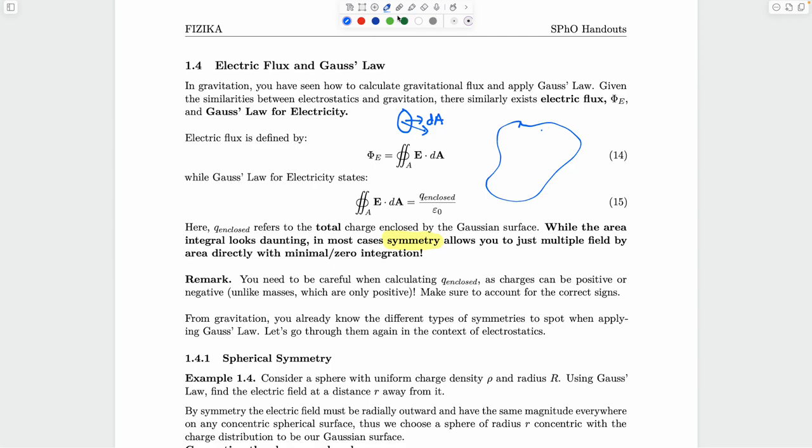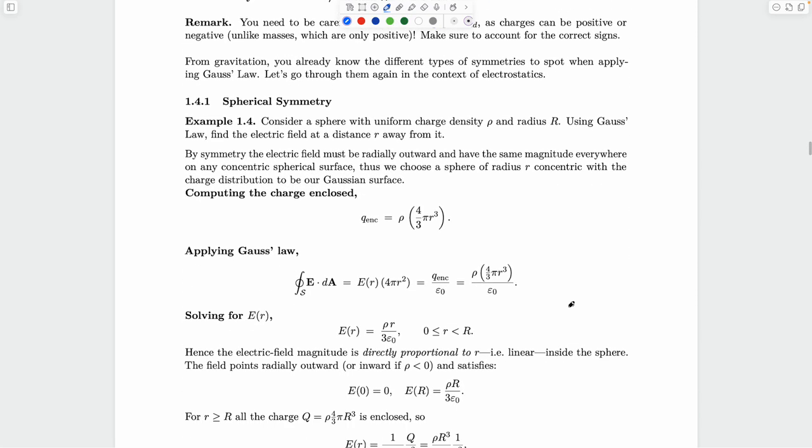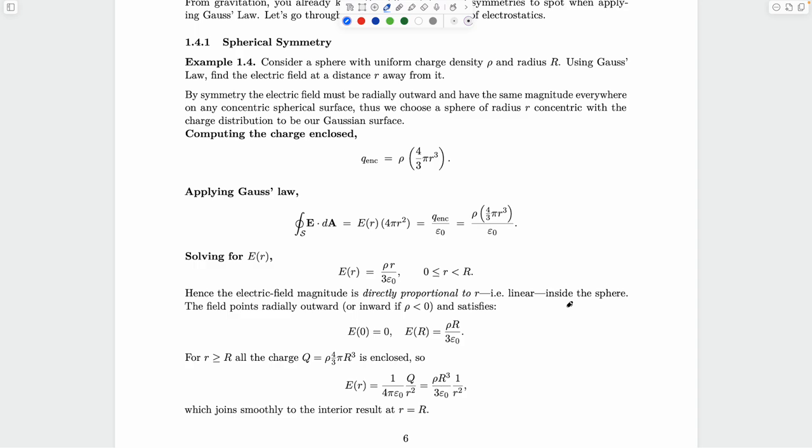simplify the problem. So what do I mean by that? If we look at the sphere case, we want to determine the electric field inside a sphere. So in this case, we choose a sphere to be our Gaussian surface. The reason is because for a sphere, if we're determining the electric field inside, it has to point radially outwards at any point.